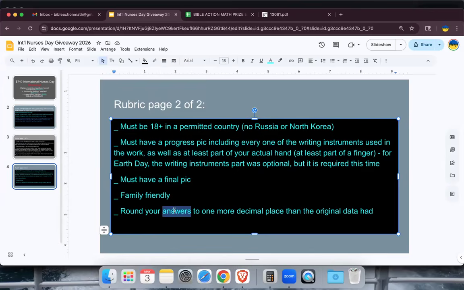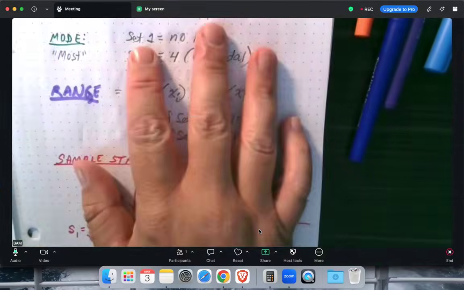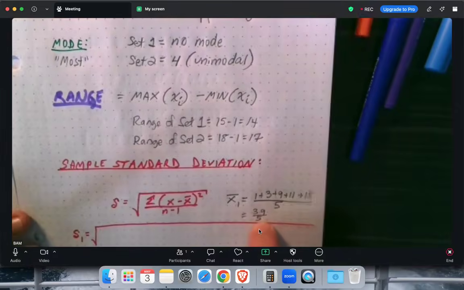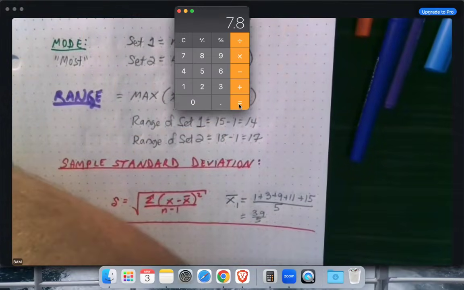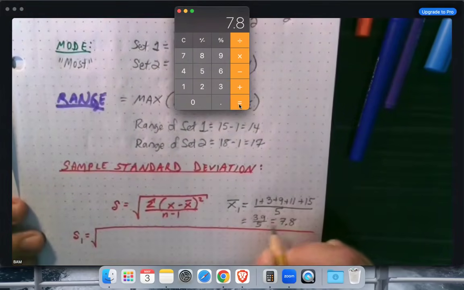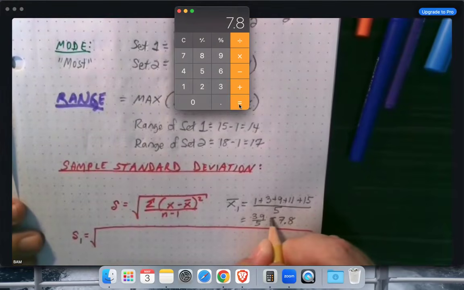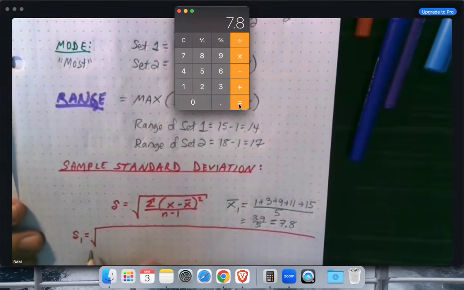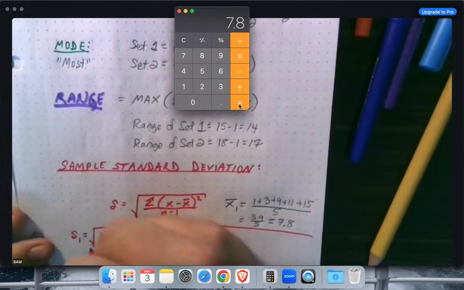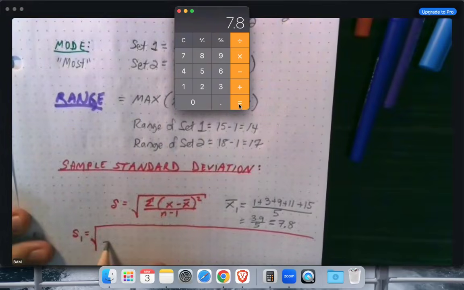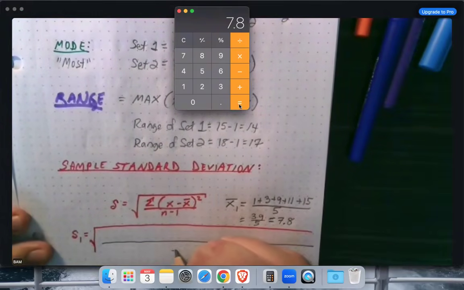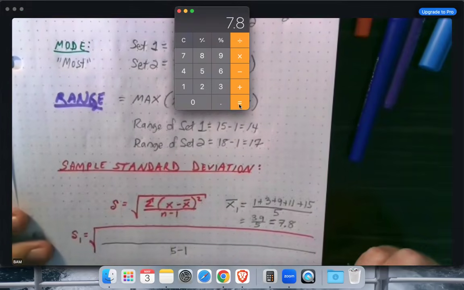But that says answers. I don't want to round yet. Okay. 39 divided by 5 is 7.8, not rounded. And I put a nice equal sign because it's exactly. Otherwise, maybe I would have put wiggles. Okay. So let's make the square root a little bigger like that. Down here, I'm going to divide by 5 minus 1, which is 4.